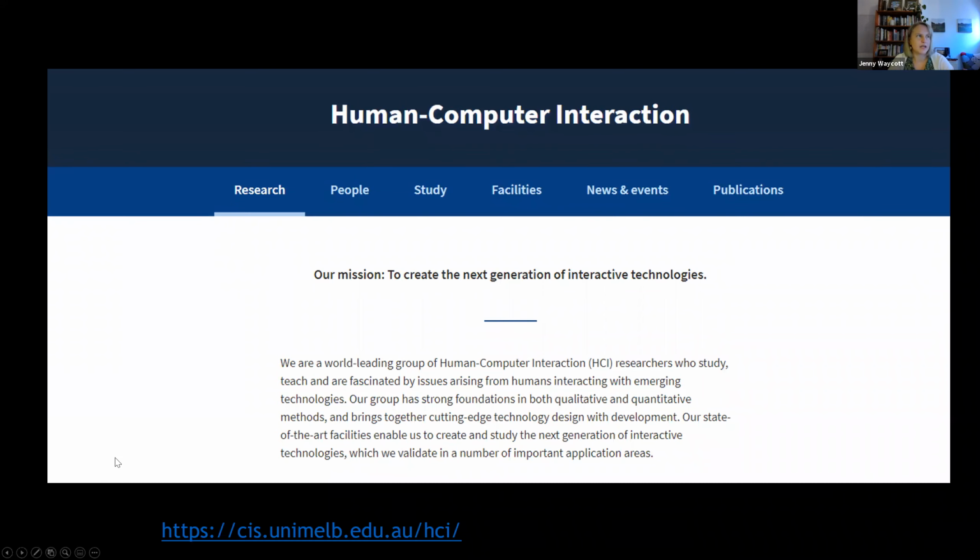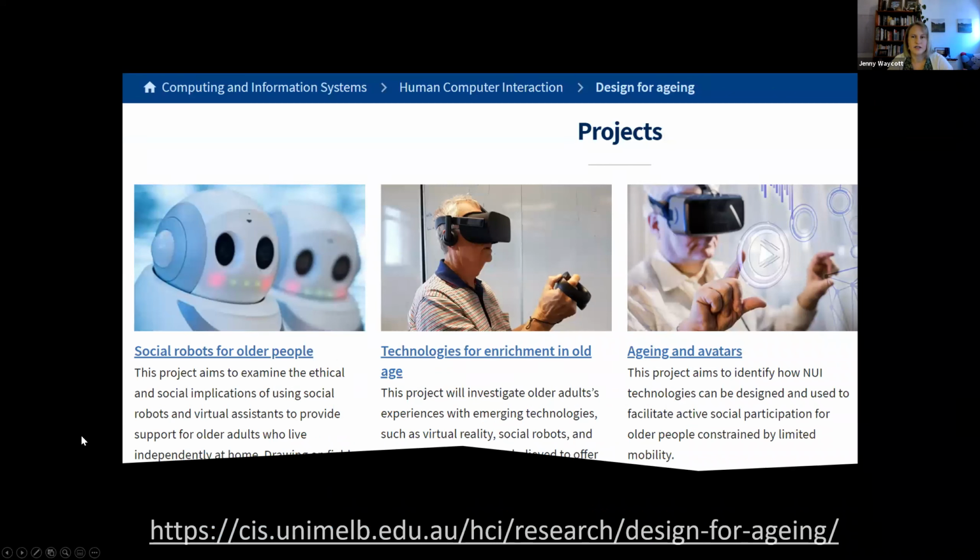So I work in a research group in the school called the Human-Computer Interaction Research Group. And you'll see from this description here that it says we study the next generation of interactive technologies, which we validate in a number of important application areas. And the application area that I focus on is design for aging. So if you're interested in learning more about this work that my colleagues and I do, you can go to that website, which is part of the Computing and Information Systems website.